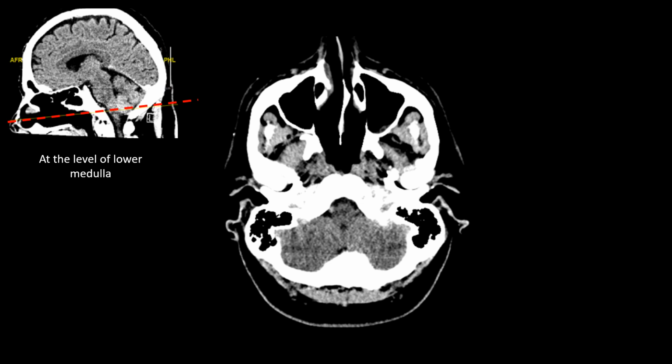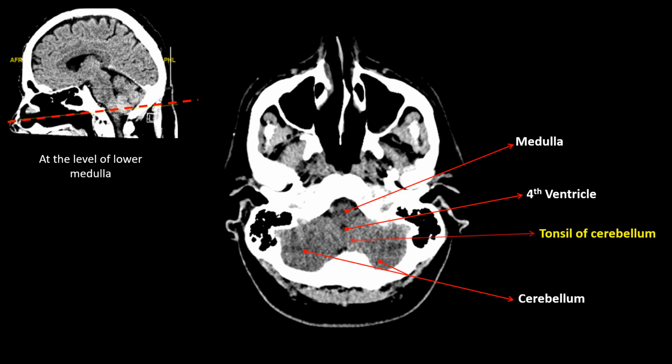Let us start with the axial view from the lower medulla. This is the medulla anteriorly and cerebellum posteriorly. The fourth ventricle is the ventricle of medulla and cerebellum. The tonsil of the cerebellum is situated in inferior medial surface of each cerebellar hemisphere.